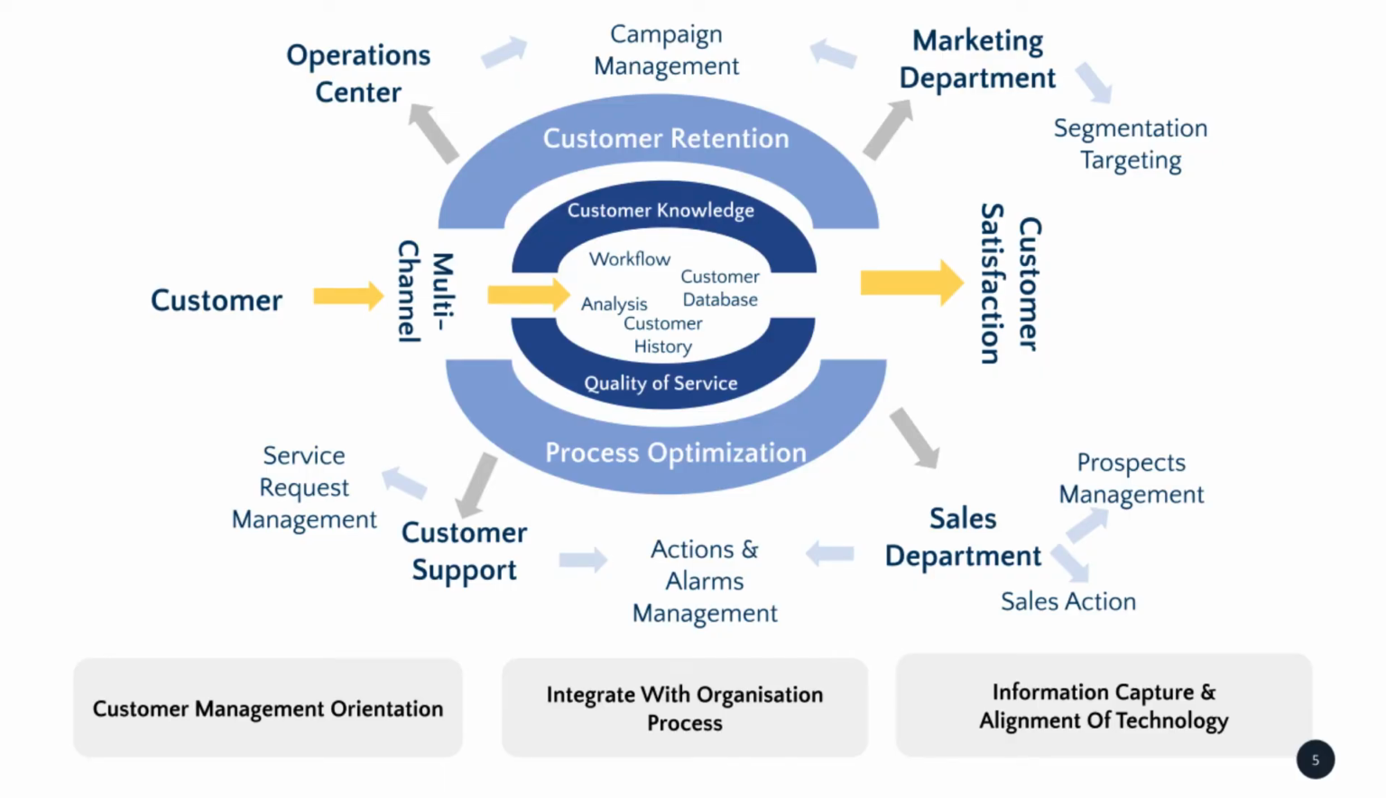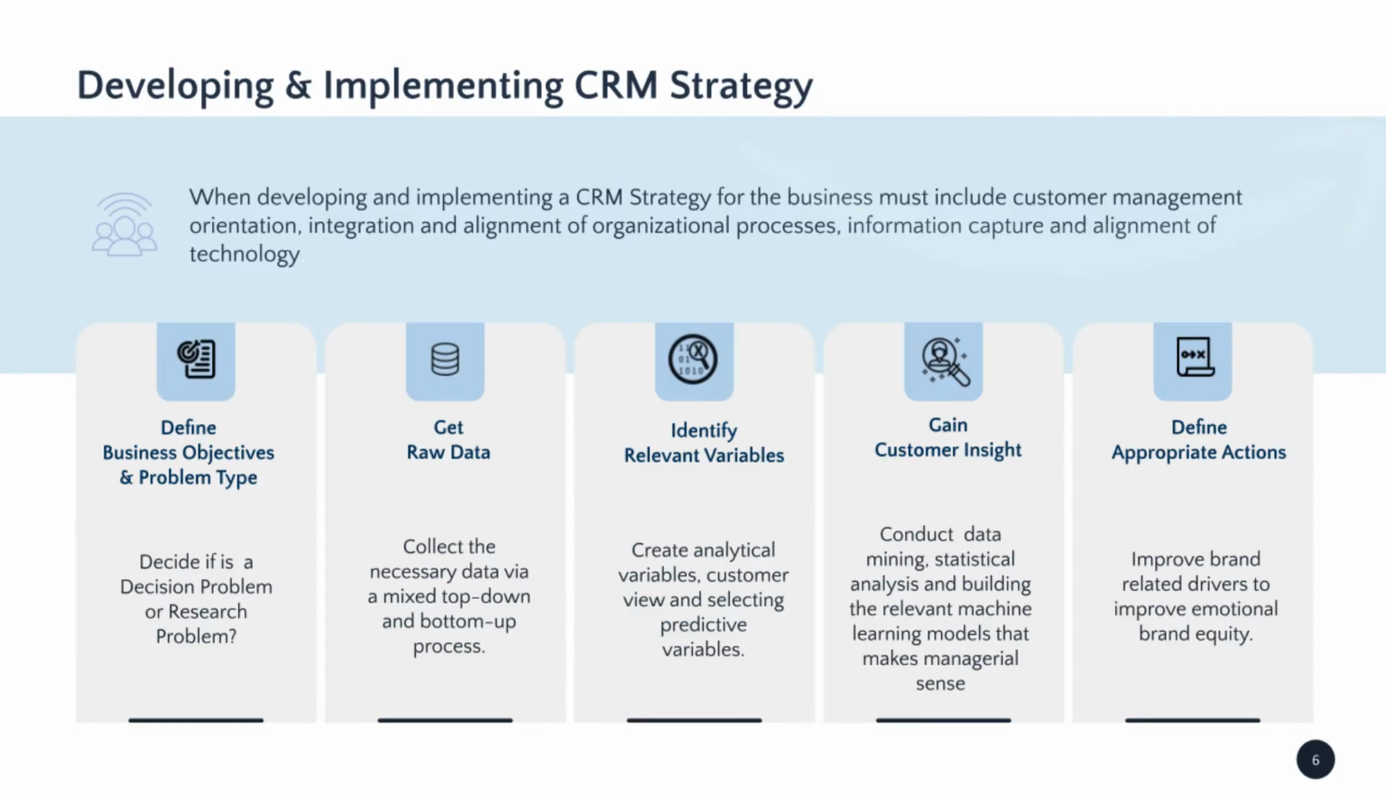Here is an overview of how a customer relationship management journey will look like. This requires a cross-functional integration of processes, people, operations, and marketing capabilities that is enabled through information technology and applications to create profitable long-term relationships with customers and other key stakeholders. First, we need to define business objectives and the problem type. Next, collect the raw data. Then, identify the relevant variables to create analytical variables, customer view, and selecting the predictive variables. Thereafter, gain customer insights from data mining that makes managerial sense. Lastly, define the appropriate actions.